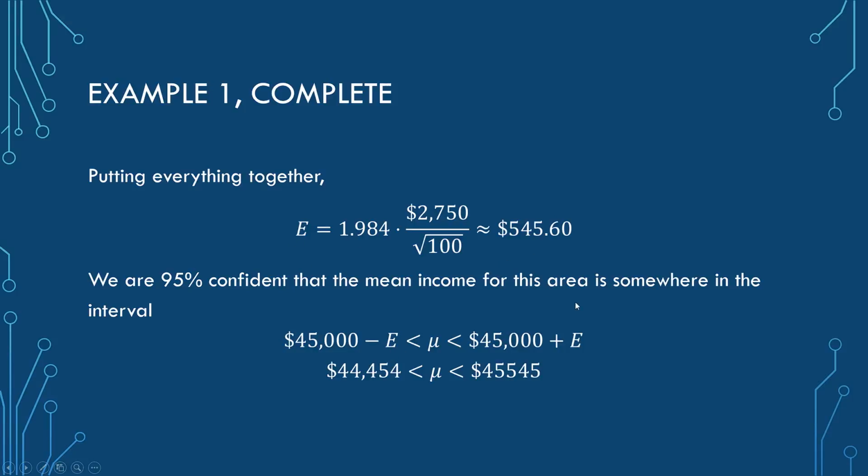So I subtract that value and add that value, and I can say with 95% confidence that the true population mean is somewhere between 44.4K and 45.5K, give or take. That's a pretty narrow margin. It's a pretty narrow window here, pretty narrow interval.